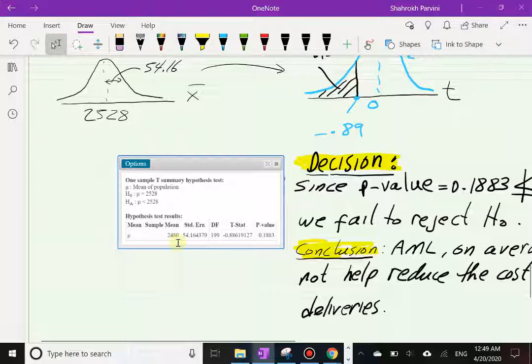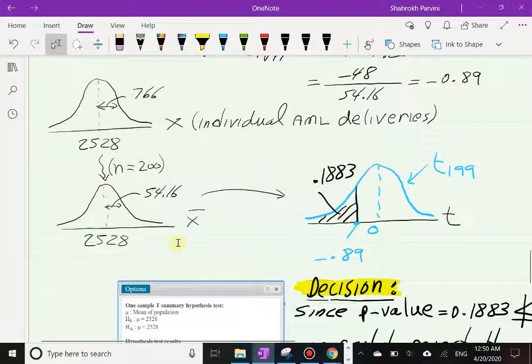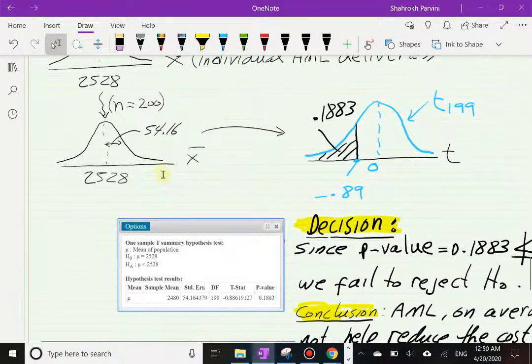Remember, the sample mean in this case was 2480. Right, the statement of the exercise gave us that. They gave us the deviation of $766, right? That's this number here. And the sample size was 200. Okay, so let's first run this in StatCrunch, see how I got my numbers. And our alternative was less than 2528.